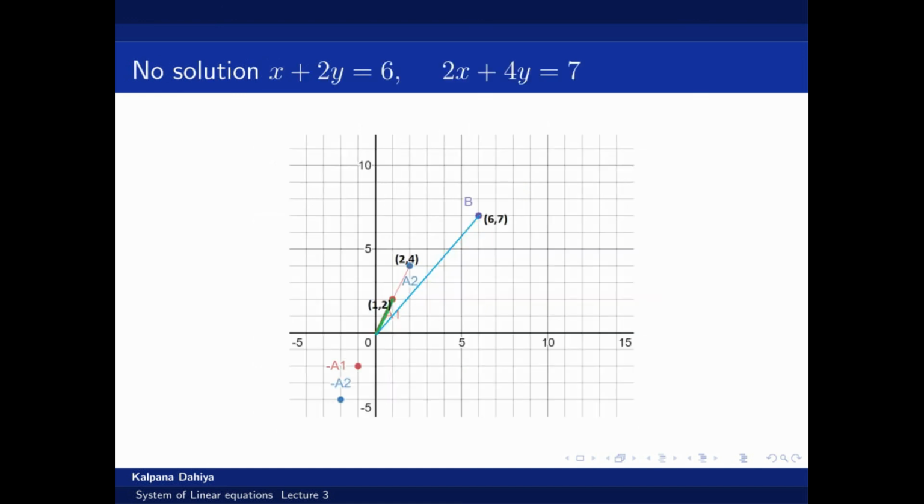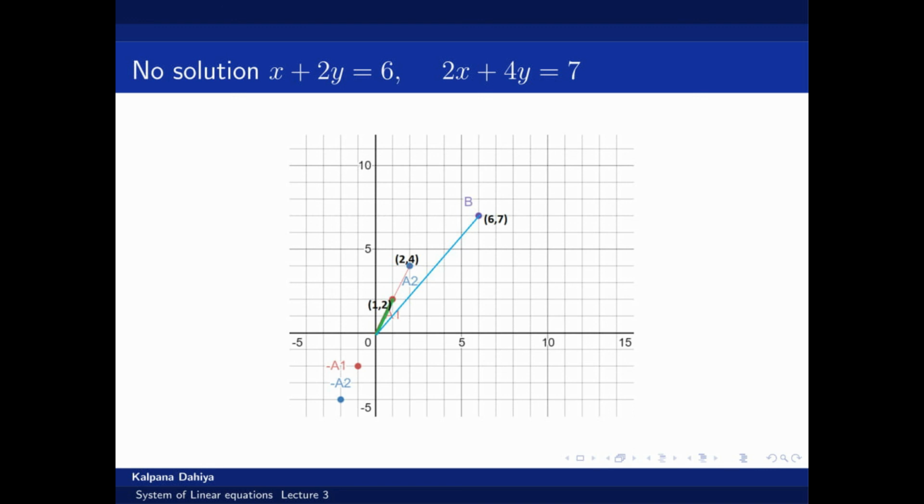I'm discussing one more example where the system has no solution. Then what will happen geometrically? Then logically, the right hand side vector cannot be written as a linear combination of the vectors of the coefficients of x and coefficients of y. So here we have these two equations, x plus 2y equals 6 and 2x plus 4y equals 7. We can see that these two equations have the same slope but different y-intercepts. So these two equations are parallel lines, so they will never intersect, so the system has no solution.